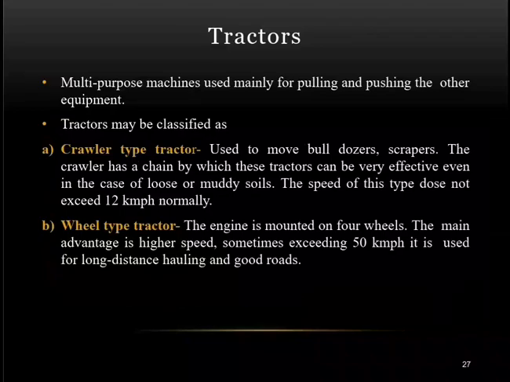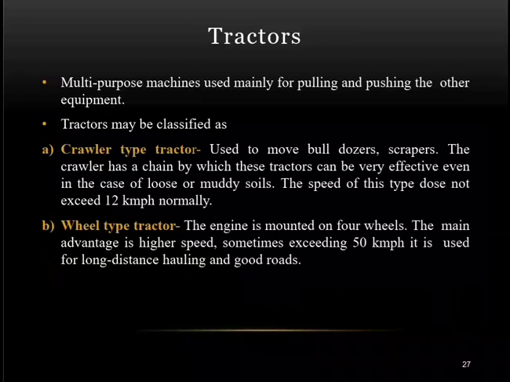Next one is tractors. A multi-purpose machine used mainly for pulling and pushing other equipment is known as a tractor. They are mainly classified in two categories, traveler type and wheel type. A traveler type tractor is used to move bulldozers and scrapers. The traveler has a chain by which this tractor can be very effective even in the case of loose or muddy soil. The speed of this type does not normally exceed 12 km per hour.